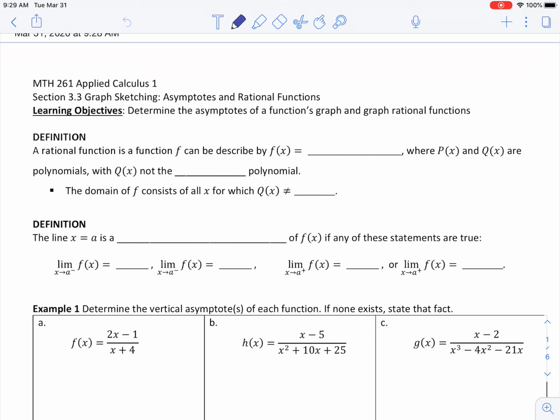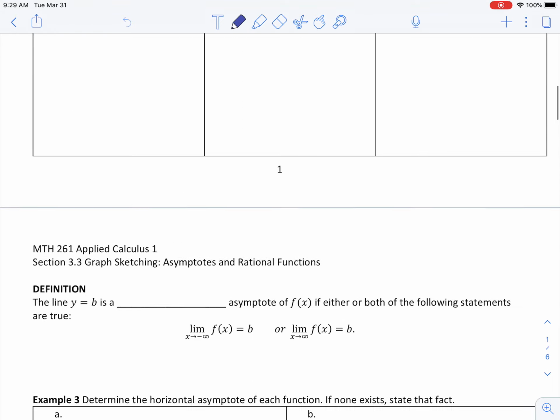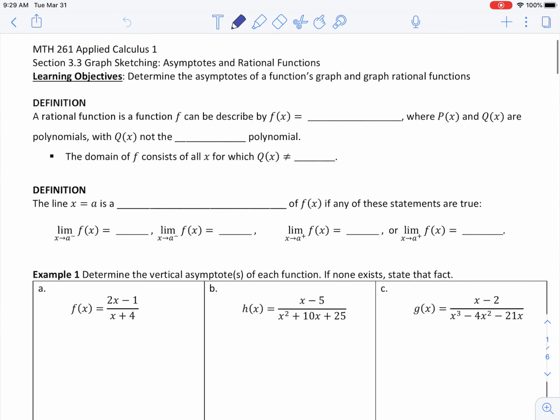Good morning. This is for section 3.3. We're going to be sketching some rational functions today. I do have two objectives. The first one is working with the asymptotes of functions using limits. The second objective is where we graph a whole rational function, identifying x-intercepts and y-intercepts. What else? Let's take a look.